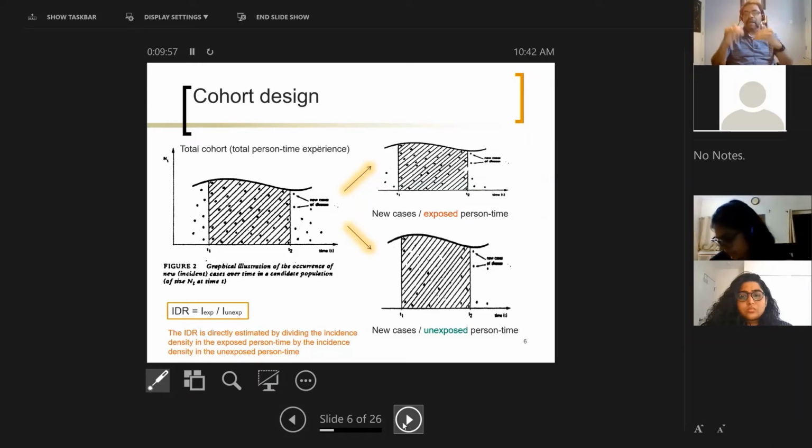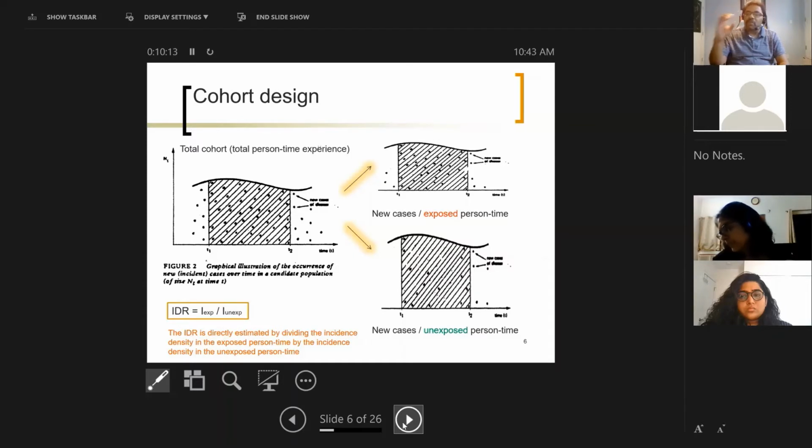So you can count exposure in many different ways. The beauty of it is whatever the total exposed person time, say for example, all the people, no matter how long they smoked, they get put into the exposed person time category in the denominator.